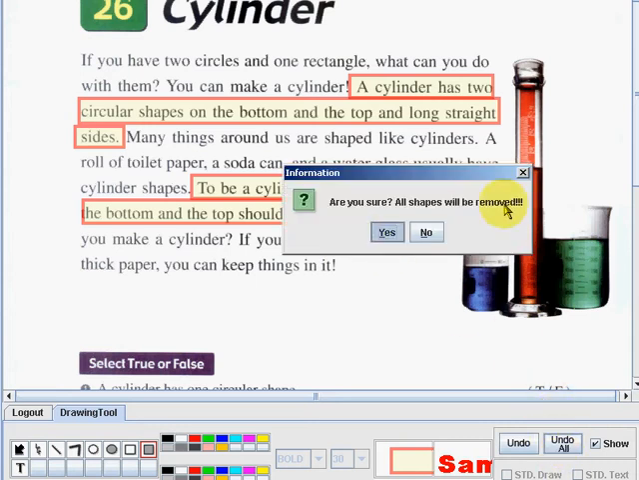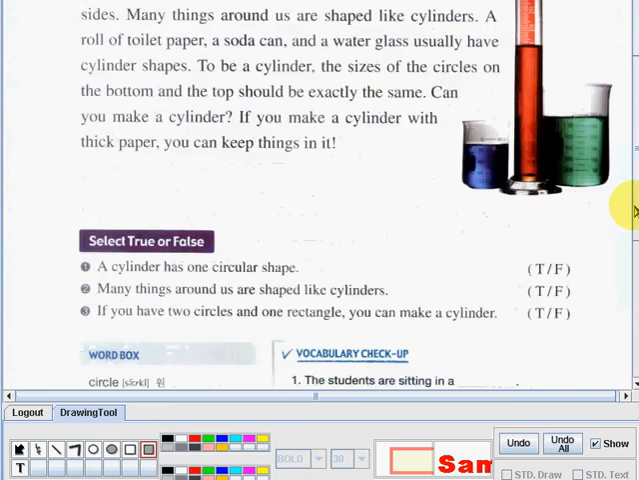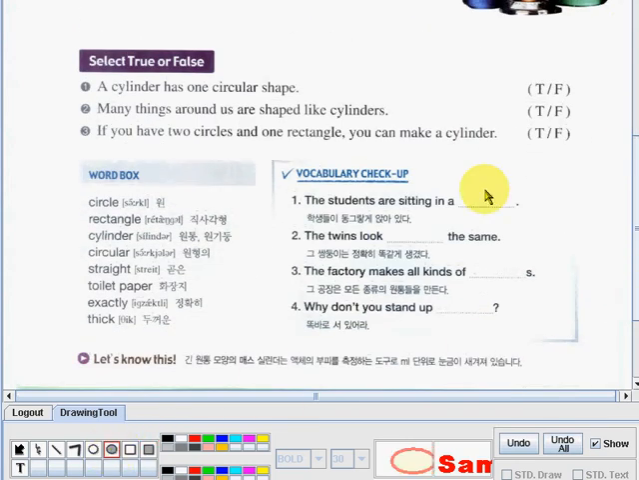Now let's move on to select true or false. All you have to do here is circle T if the statement is true and circle F if the statement is false. Alright, let's begin. A cylinder has one circular shape. Is it true or false? Alright, it is F. False. It has two circular shapes.